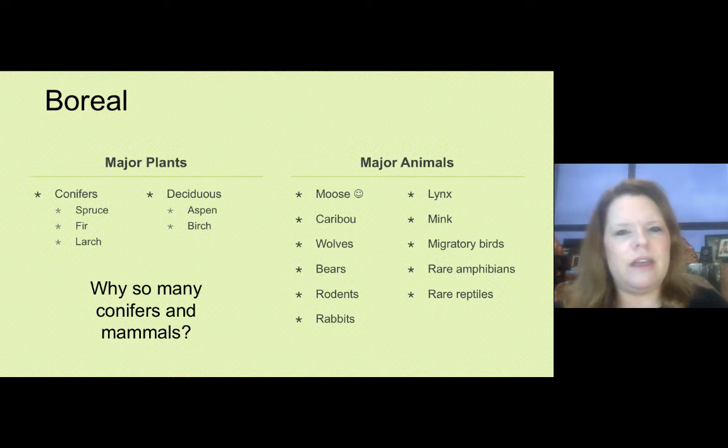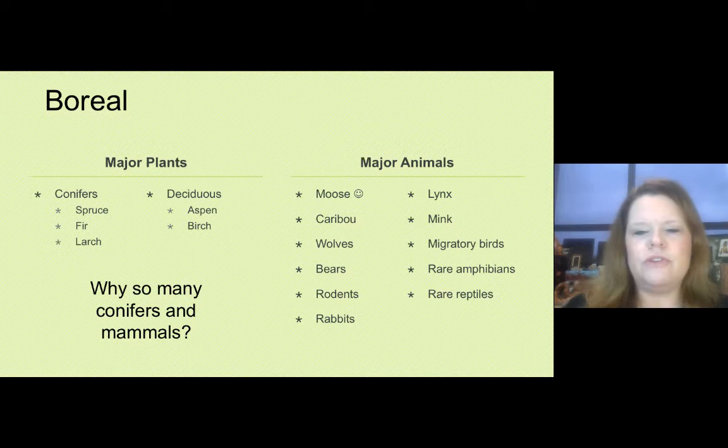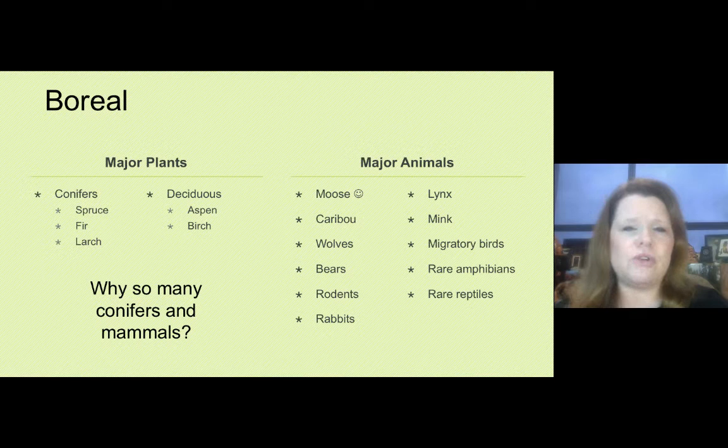So why do we have so many conifers? It's because of the acidic soils that exist there. All right, the major animals. I told you I love moose, so that's why it has a smiley face by it. Caribou, wolves, bears, rodents, rabbits, lynx, minks, migratory birds. Very rare to see an amphibian, and even more rare to see a reptile. And certainly the higher you go in elevation or latitude, the more true that's going to be because of the temperature change.